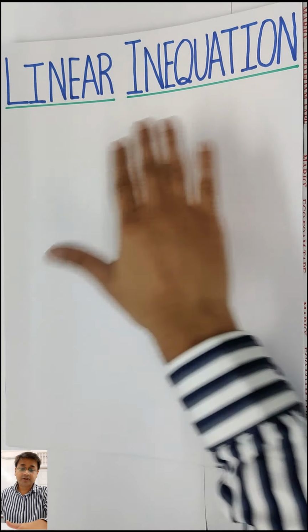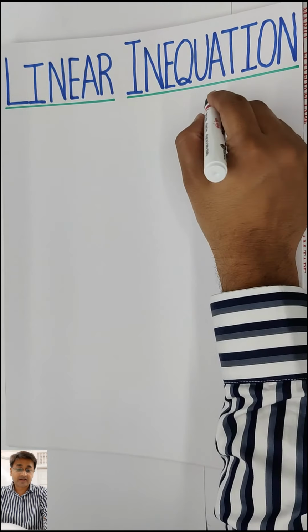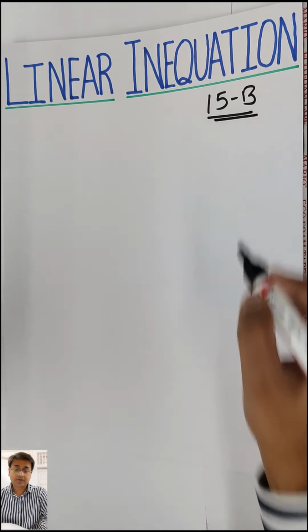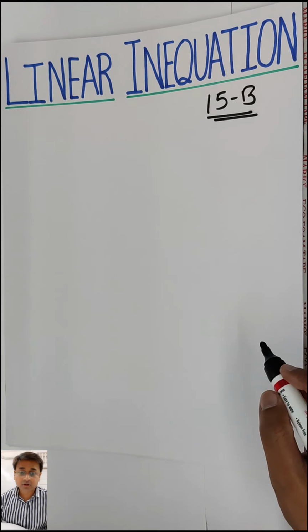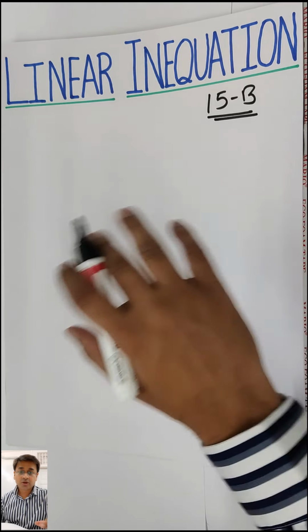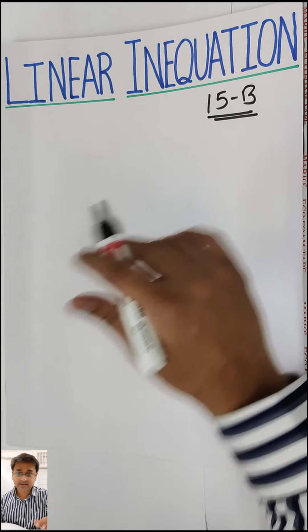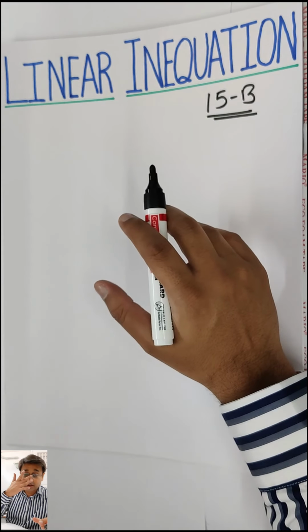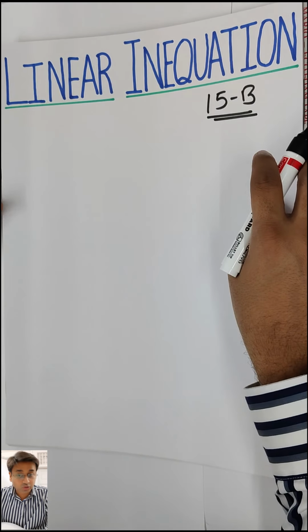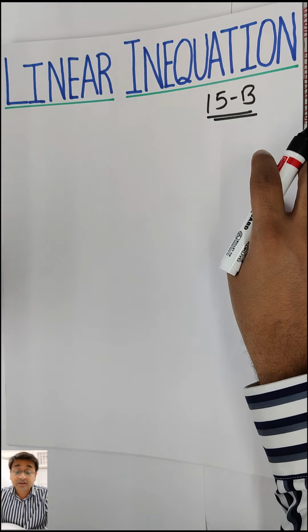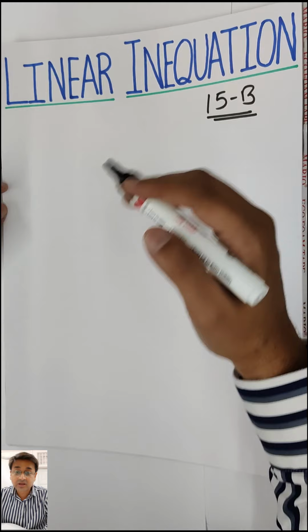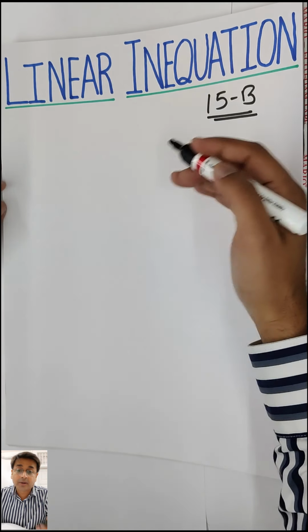Hi, we're getting into linear inequation, the second exercise, that is exercise 15b. This exercise is very important because usually in the exam you're going to see a question based on this exercise, and this is very much connected to your previous exercise. In the previous exercise we understood how to solve the inequation and how to write the solution set, but now we are going to understand how to represent the same on a number line.